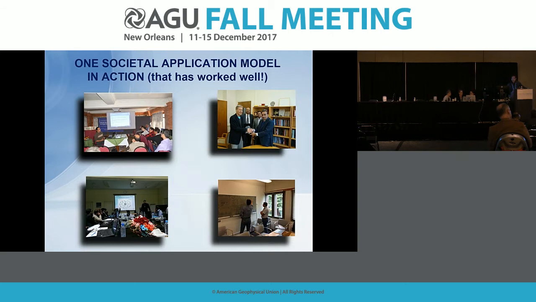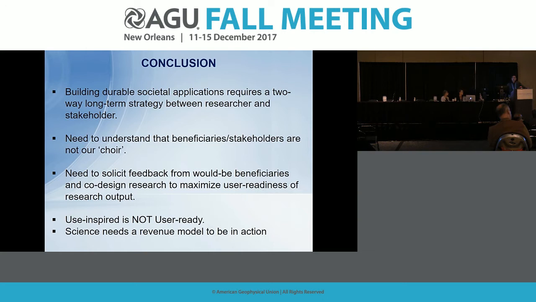So once societal application models work well, I'm coming to an end, what we have seen to be very effective is to work with a large group of stakeholders or agents or brokers for the common people, for the science, and then try to identify some quality specimen from them and then bring them to your laboratory, like University of Washington or some other educational environment, and then train them well in a two-way fashion and then have official uptake. So my conclusion is, for science to action, building durable societal applications, I think it needs a two-way long-term strategy. So long-term is very important. Lisa stressed that in Jeff Bezos' quote again, because we're going to fail time and time again. And we need to understand that we need to preach beyond our choir, and the beneficiary stakeholders are not our choir like the scientific community is.